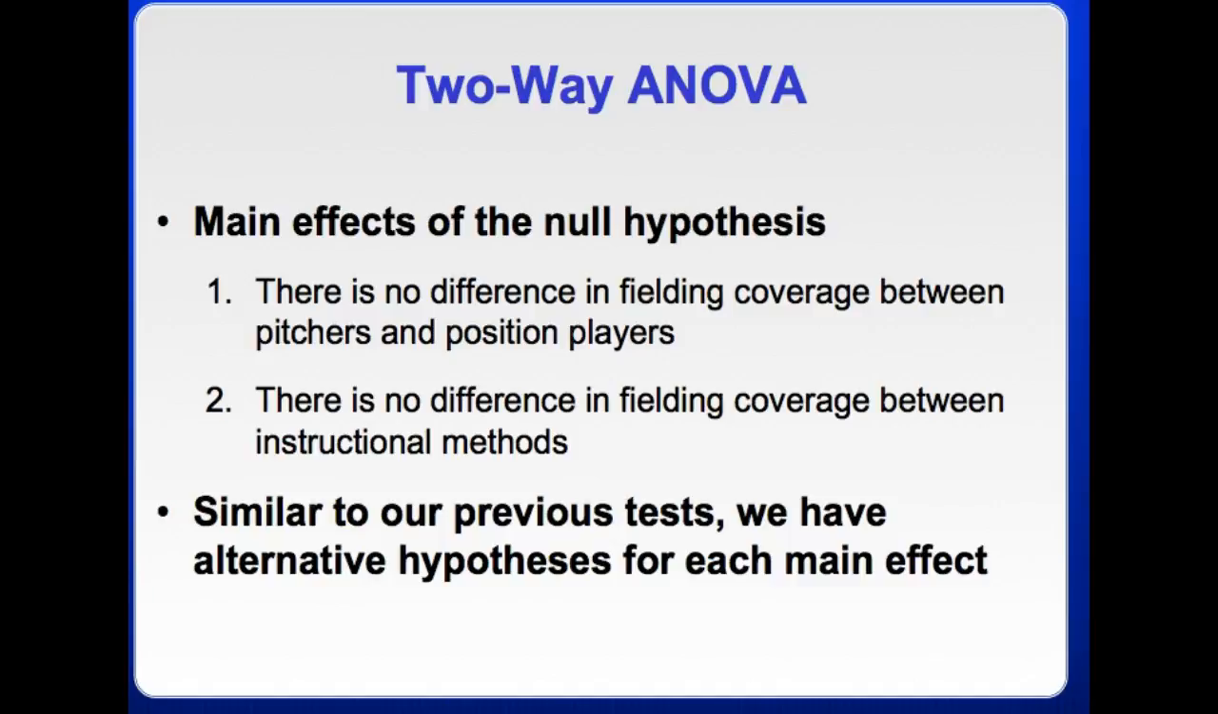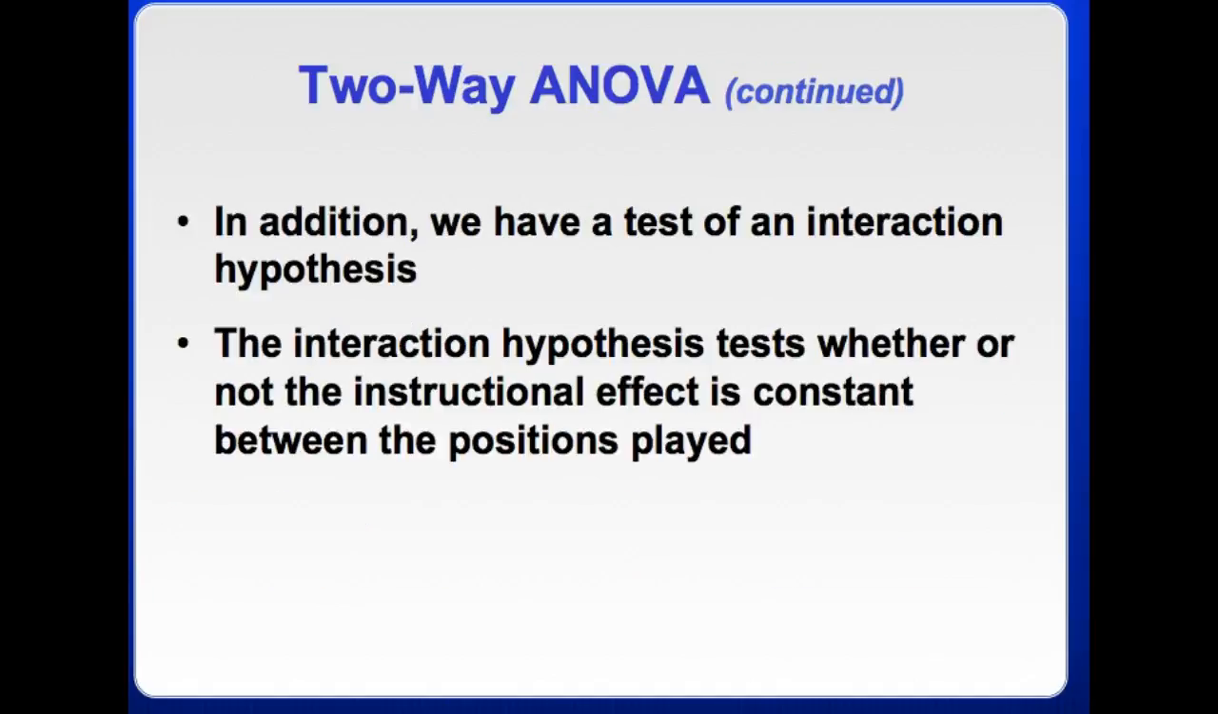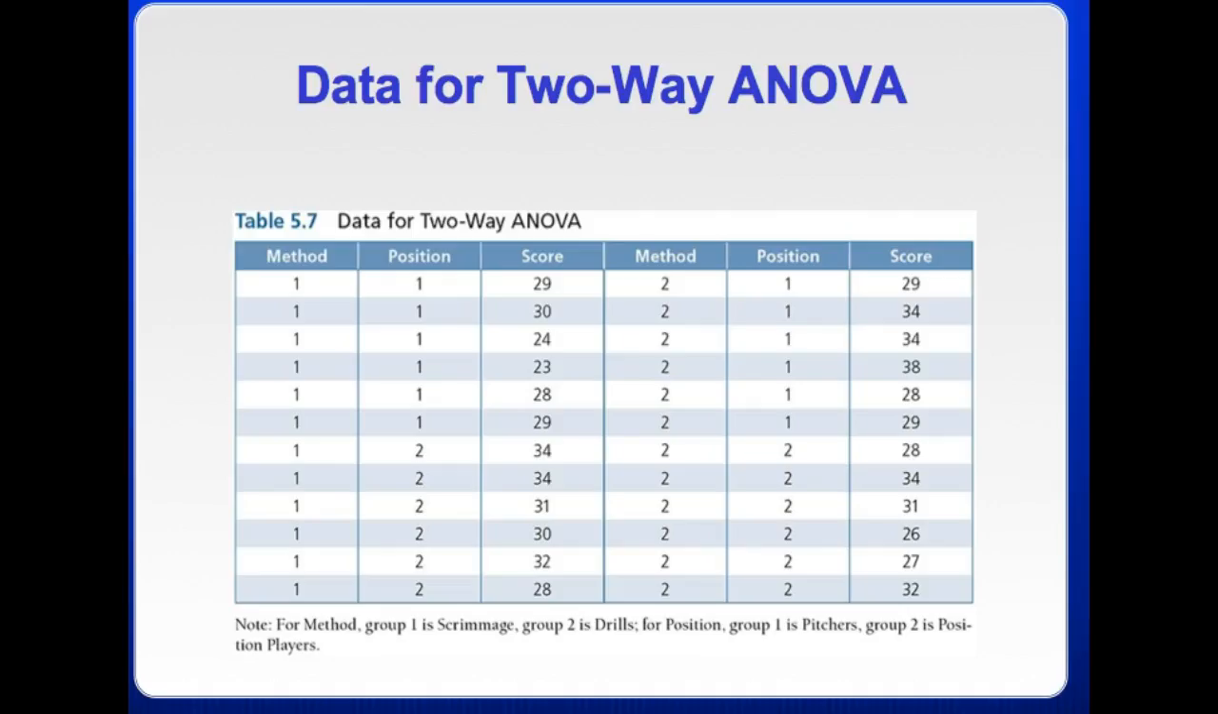Then, similar to our previous test, we have an alternative hypothesis for each main effect, and in addition, we have a test of an interaction hypothesis. The interaction hypothesis tests whether or not the instructional effect is constant between the positions played. And here's your data input for the two-way ANOVA.